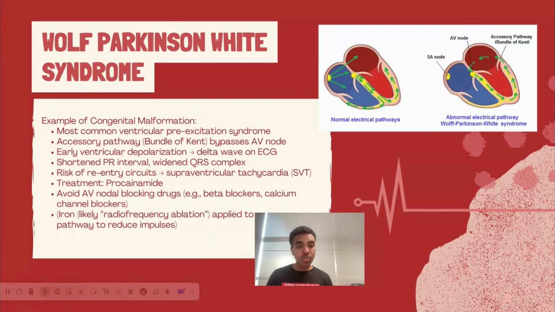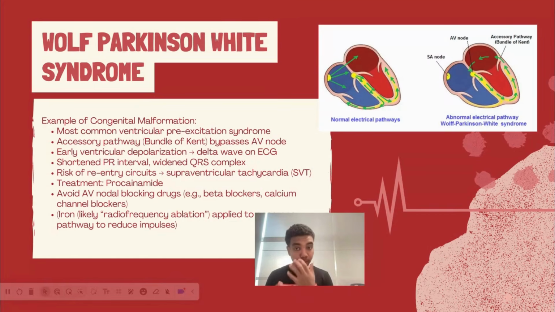What do we do with these patients? They are given drugs like procainamide, but importantly, AV nodal blocking drugs should be avoided. If you block the AV node, this guy dies, right? You should never block the AV node. Sometimes they are given catheter ablation, which is basically like you iron the accessory pathway. However, if the accessory pathway is close to the AV node, you don't iron it.